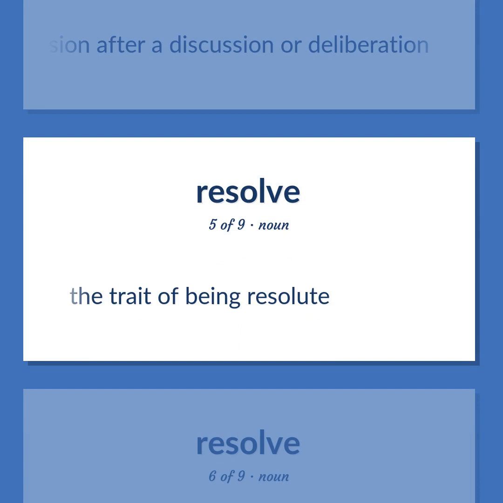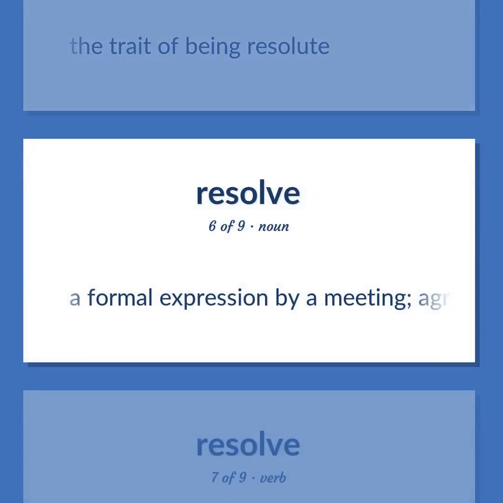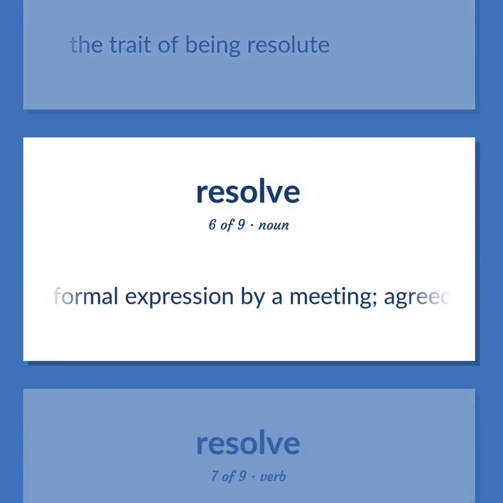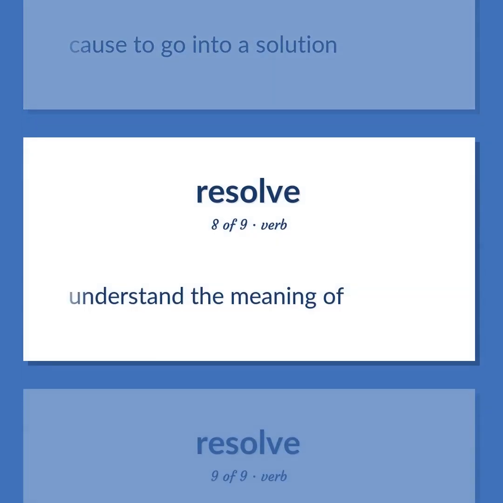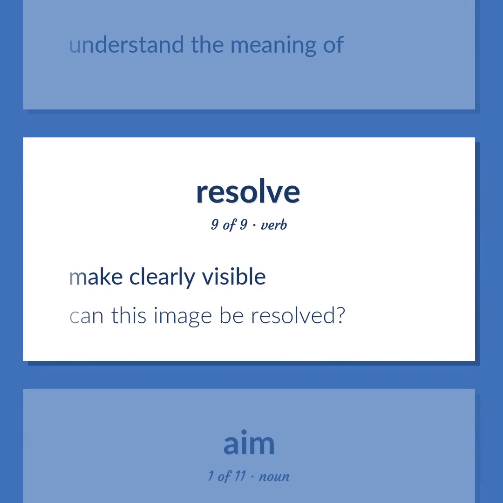The trait of being resolute. A formal expression by a meeting. Agreed to by a vote. Cause to go into a solution. Understand the meaning of. Make clearly visible. Can this image be resolved?